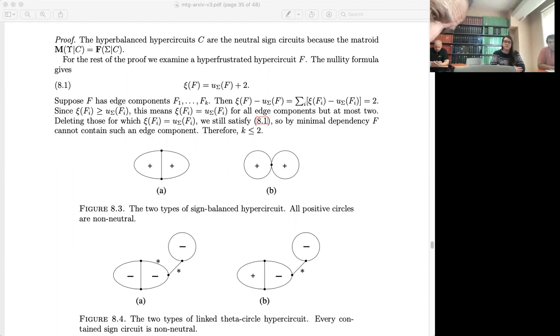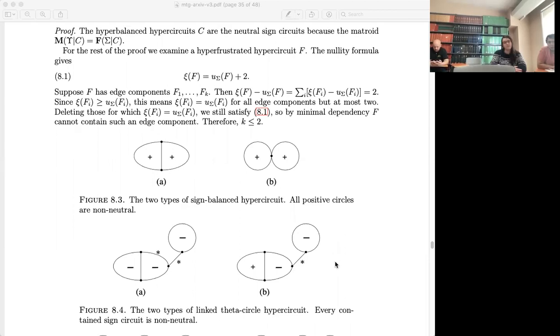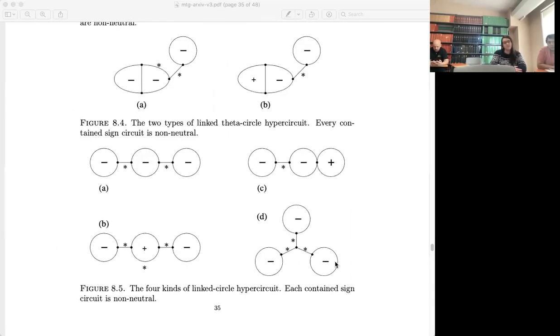And then you can look at 8.4. Well, oh my, it gets complicated. You see, these are a few of the examples of circuits. Let's go down a little bit and see if there's another one. Yep, there's some more. And these are, if none of the positive circles has gain 0, is neutral, and none of the handcuffs with negative circles has gain 0, then the whole thing is a gain sign circuit.